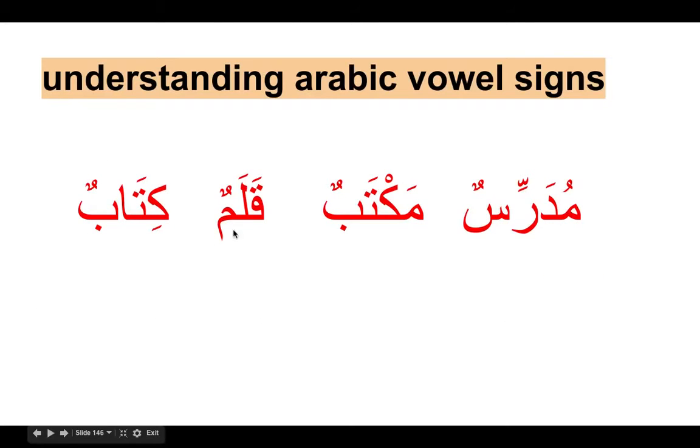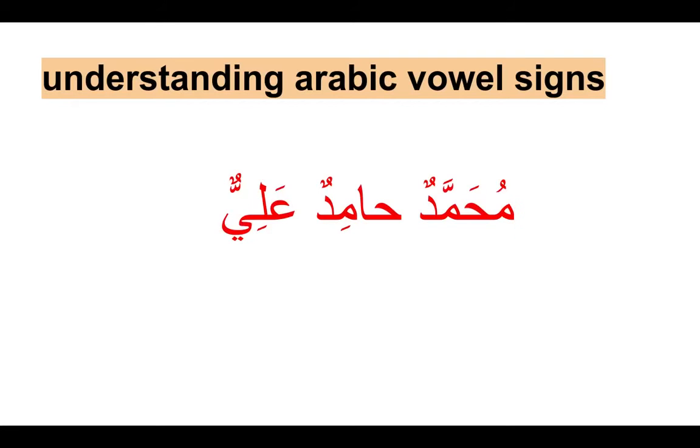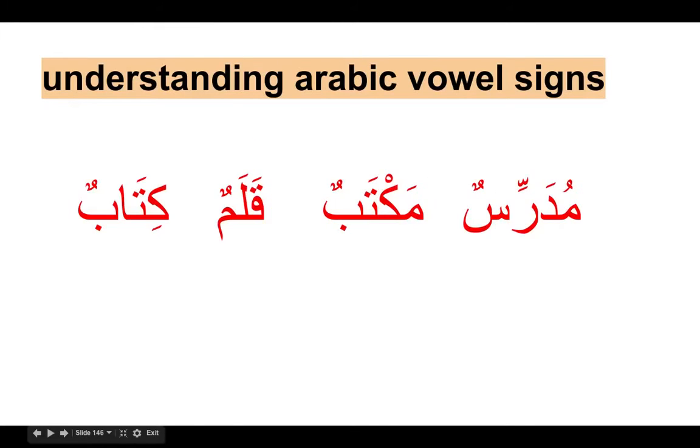Let's see an example. Mudarrisun, a teacher, with double dhamma is indefinite. Maktabun, a desk, is indefinite. Qalamun, a pen. Kitabun, a book. So these are the vowel signs in Arabic, and we're going to learn another important rule: the sign of indefinite applies to all the words except under one condition.